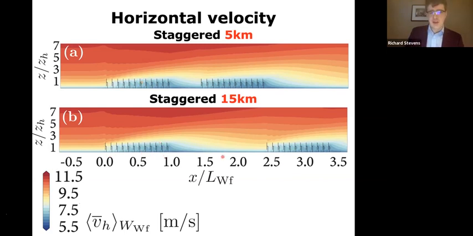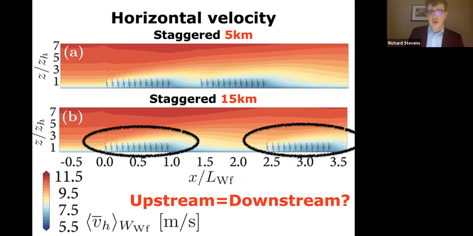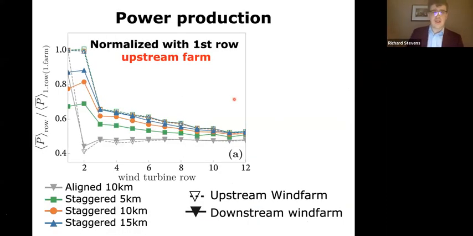When the farms are further apart, they actually look pretty similar. If you look at what's happening in this downstream farm and the upstream farm, it looks fairly similar at this distance. But fairly similar is not exactly similar. So that's 15 kilometers, and it seems like this would be similar. If you look at power production, it actually is not.